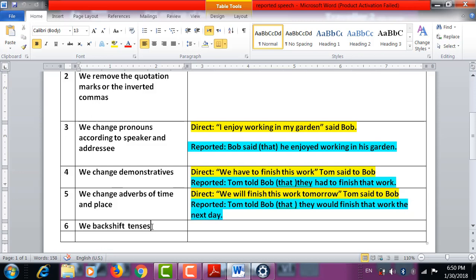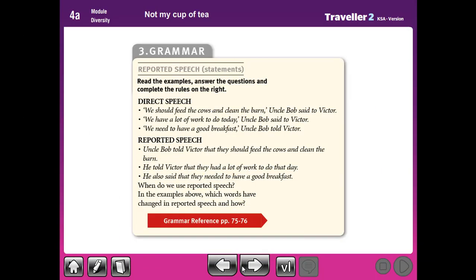The last step we have, or step number 6, is we backshift tenses. What does backshift tenses mean? We go back in time with tenses. So we change the present simple into past simple, the present perfect into past perfect, the future with will, we change will into would, and so on, right? This is how we backshift tenses, means we go back in time.